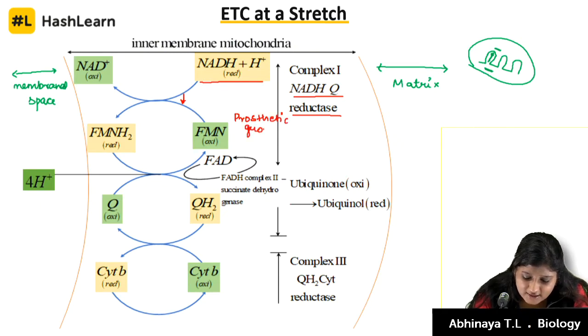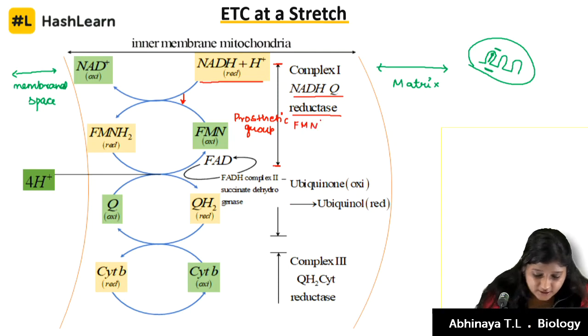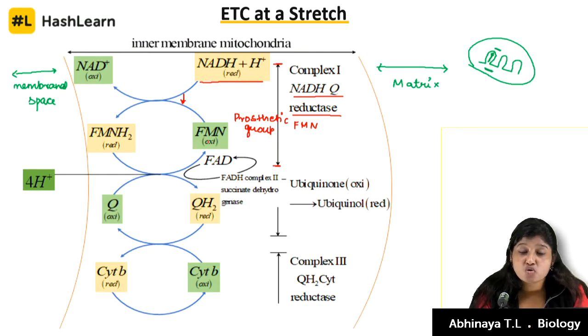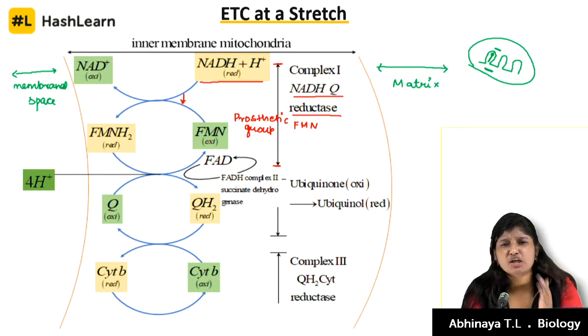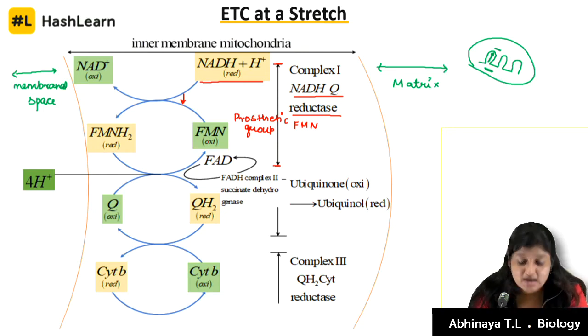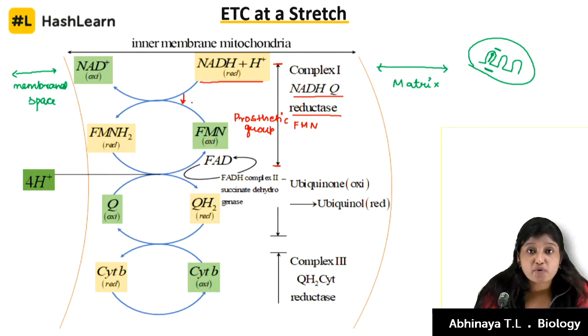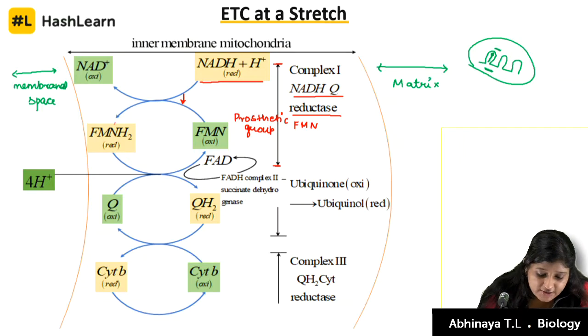Okay, this entire thing is complex 1. This entire thing is complex 1 is FMN, which I have written it here. You can see it. FMN is flavomononucleotide, which is the prosthetic group of complex 1, which is going to accept the protons given by NADH. It is going to get reduced.